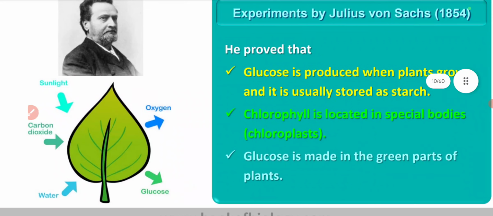Next experiment by Julius von Sachs, 1854. He proved that glucose is produced when plants grow and it is usually stored as starch. Chlorophyll is located in special bodies that are called chloroplasts. Glucose is made in the green part of the plant.